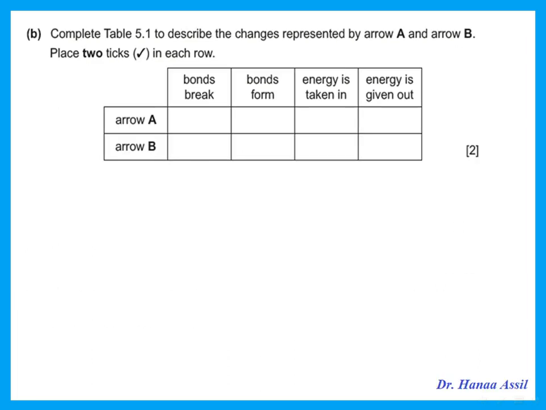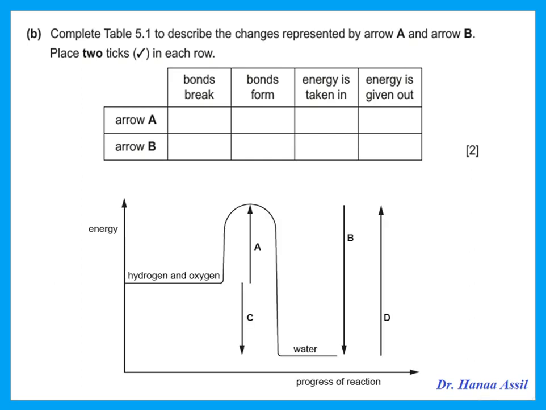Complete the table to describe the changes represented by arrow A and arrow B. Where are arrow A and arrow B? Okay, what does arrow A represent? Arrow A represents the activation energy. The activation energy is the energy needed to start a reaction. So we're breaking the bonds in hydrogen and in oxygen. And when we break bonds, we need to take in energy in order to break the bonds.